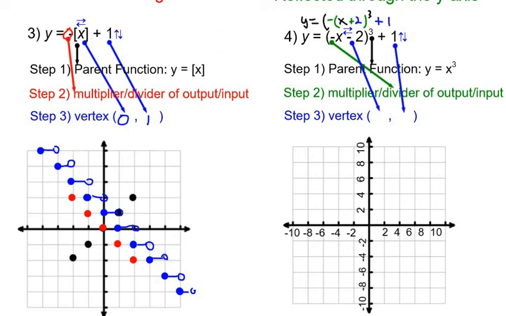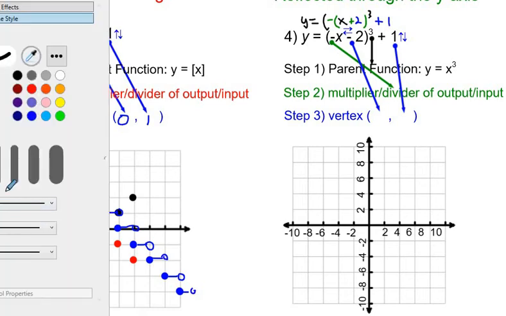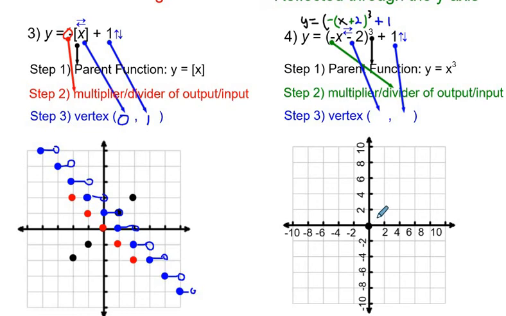All right, so let's graph the parent function for the cube. And the parent function for the cube is 0, 0, 1, 1. Don't forget to make your axis go by 2's. Then you have 2, 8, right? And then you have negative 1, negative 1, negative 2, negative 8.